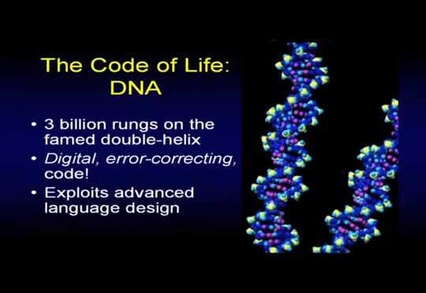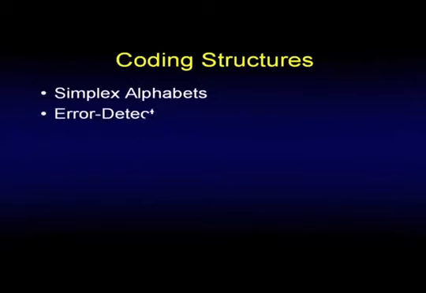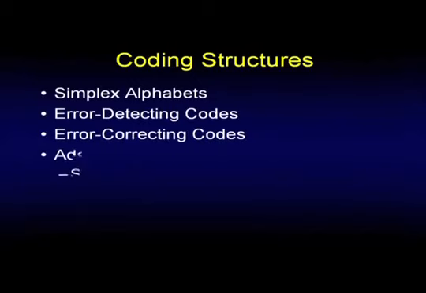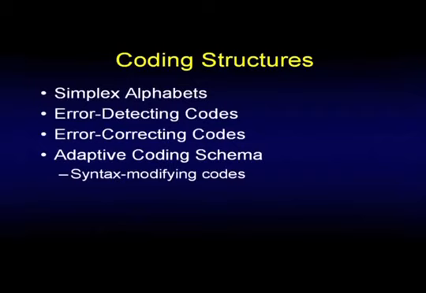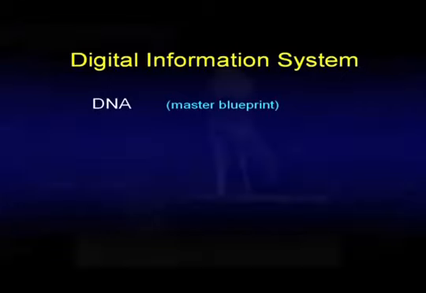It's one of the most advanced language designs possible. And it's the same design that occurs in all life. That implies whoever created us created the plants and the flowers and the animals and whatever, because they all use the same code. Wow. There are simplex alphabets, there are error-detecting codes, there are error-correcting codes. There's an adaptive coding scheme. That's where the codes will modify themselves depending on the context. And we have all of that going on here. We have the DNA, which is the master blueprint.